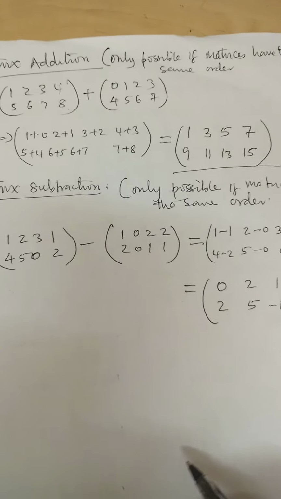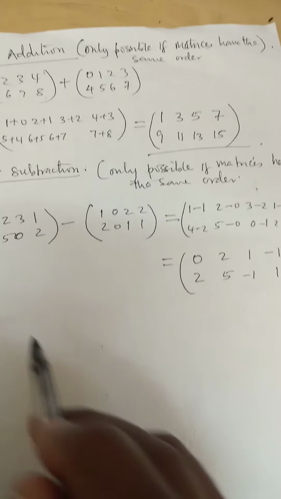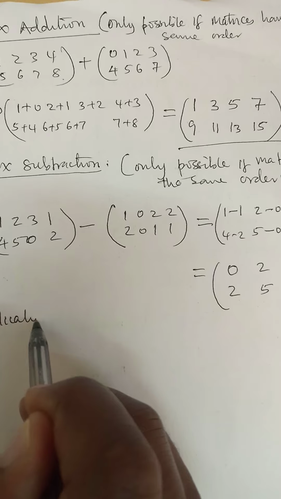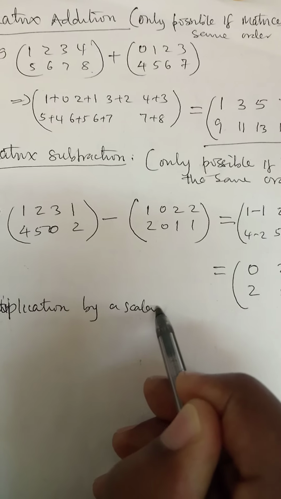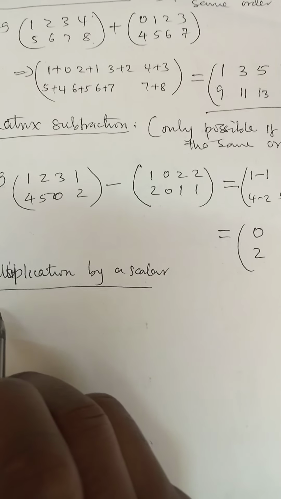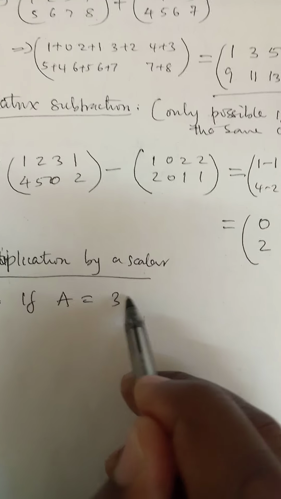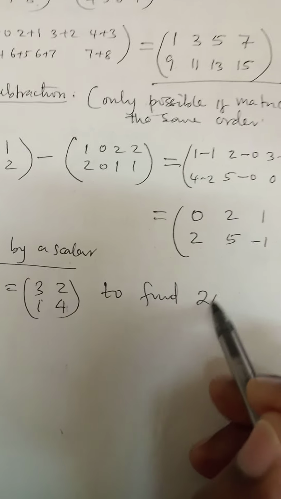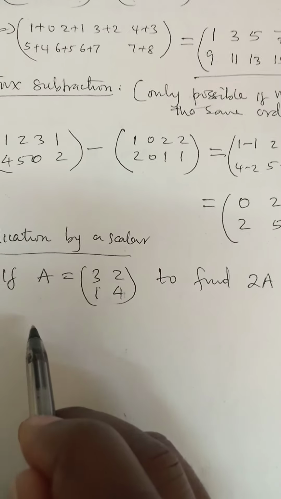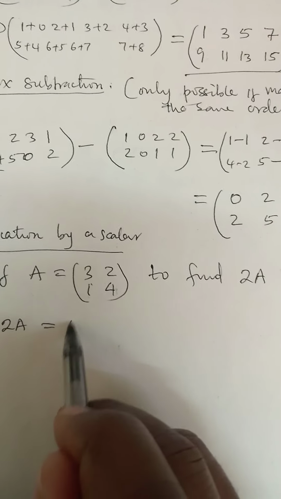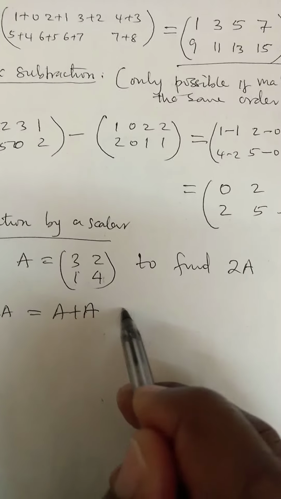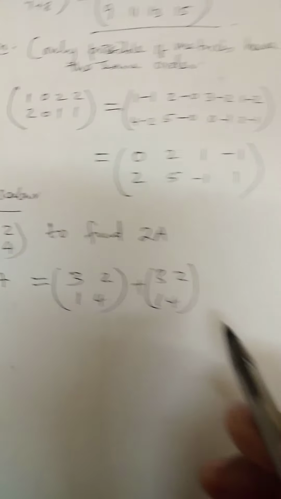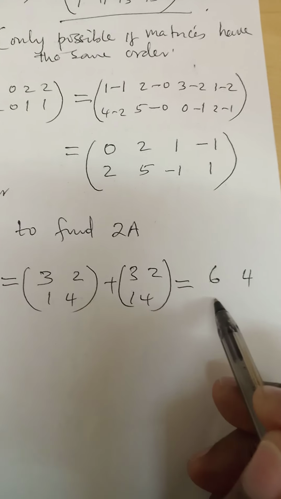Matrix multiplication would also be the same. Multiplication by a scalar. This looks at an example that if I have a matrix A as 3, 2, 1, 4, to find, say, 2A would require either adding: 2A is the same as A plus A, and this would imply it is the same as 3, 2, 1, 4 plus 3, 2, 1, 4. Multiplication can be converted into an addition, giving us 6, 4, and then 2, 8.